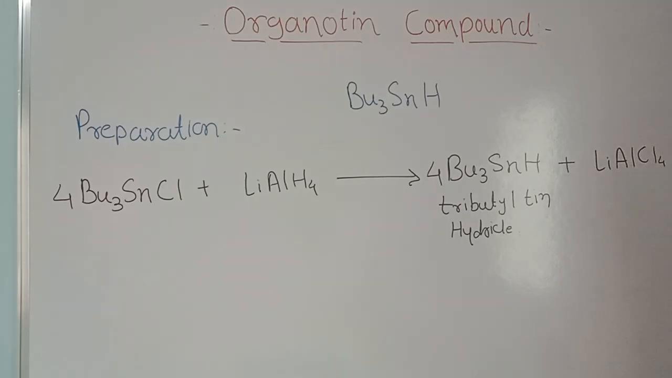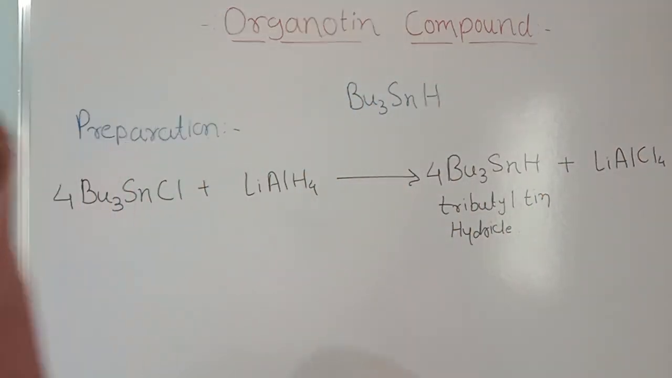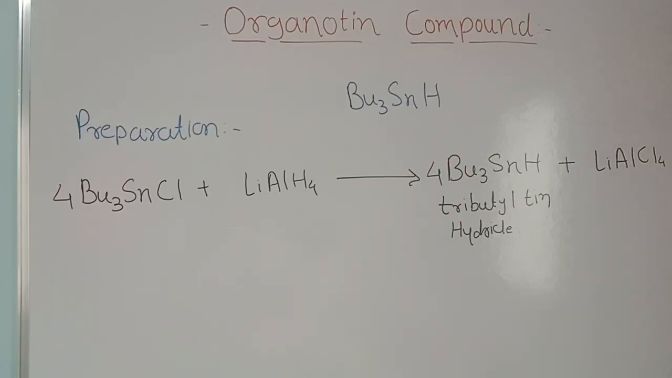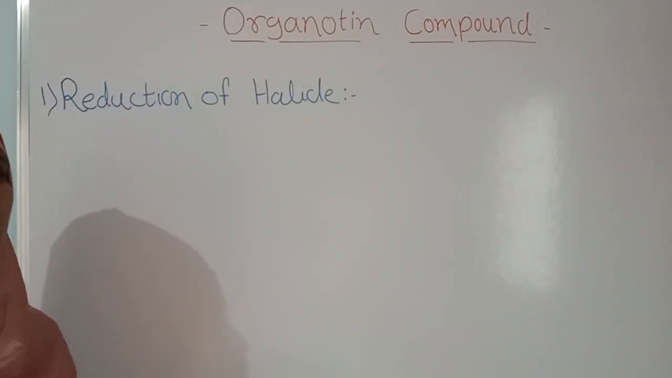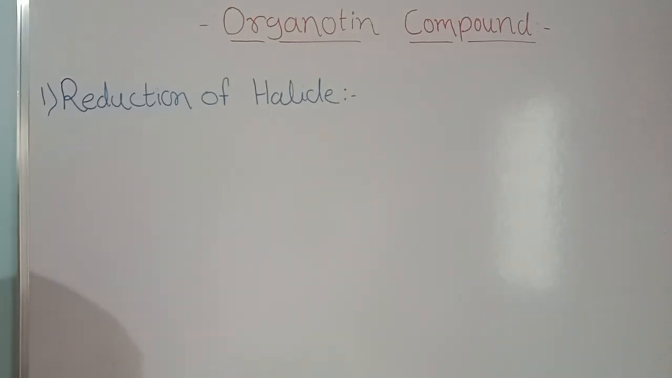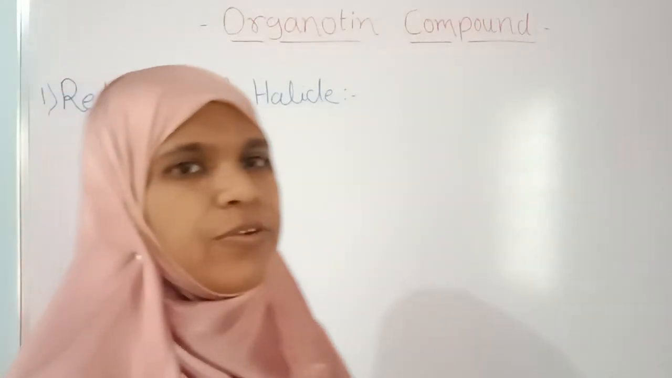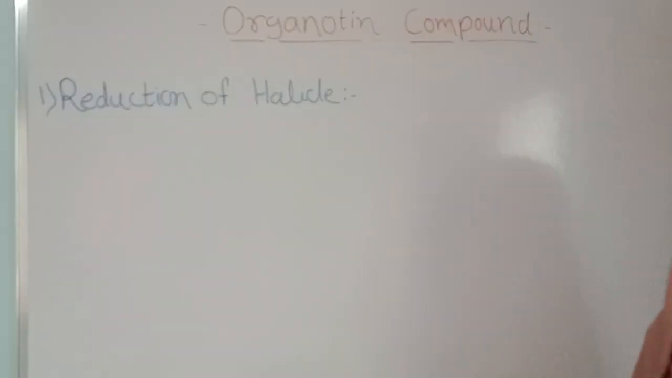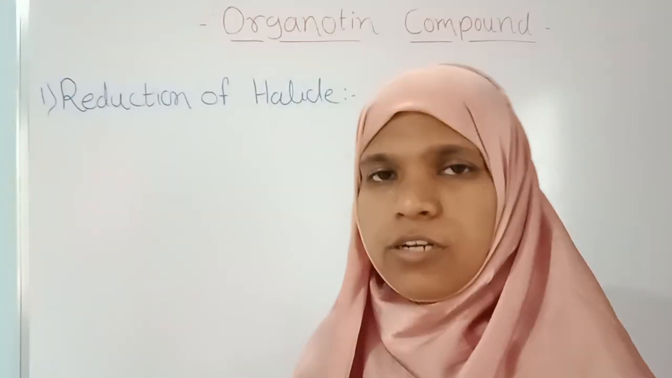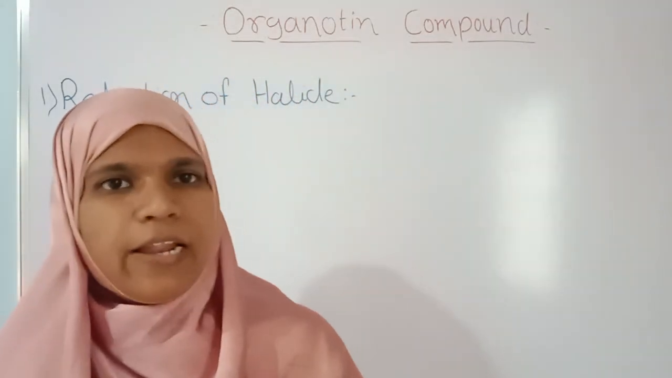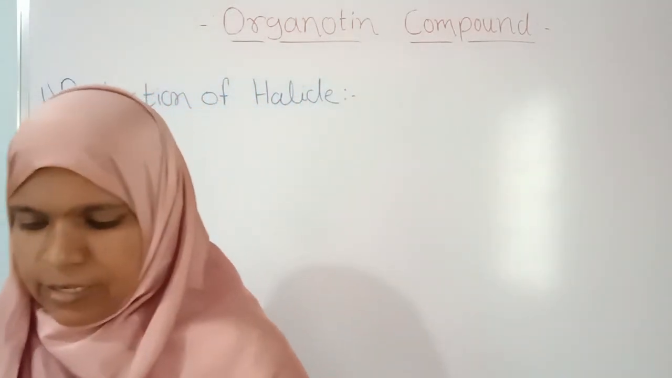Now we see some reactions of organotin compounds. First is reduction of halides. The first application of organotin compounds is reduction of halides. In the reduction of halides, tributyl tin hydride reacts with a halide to replace that particular halide with a hydrogen atom. Let's see the reaction.